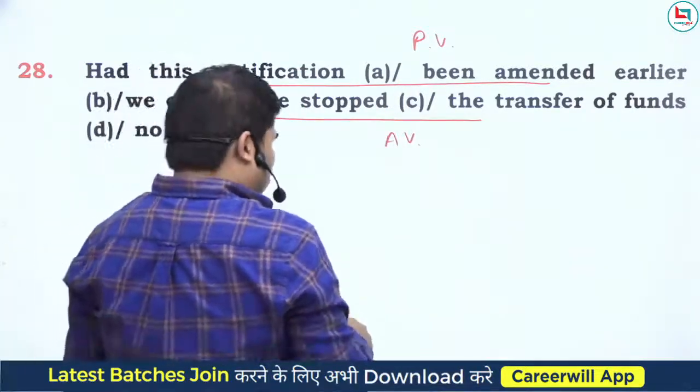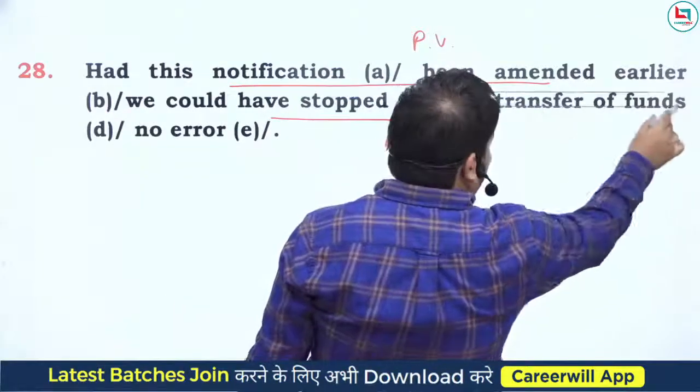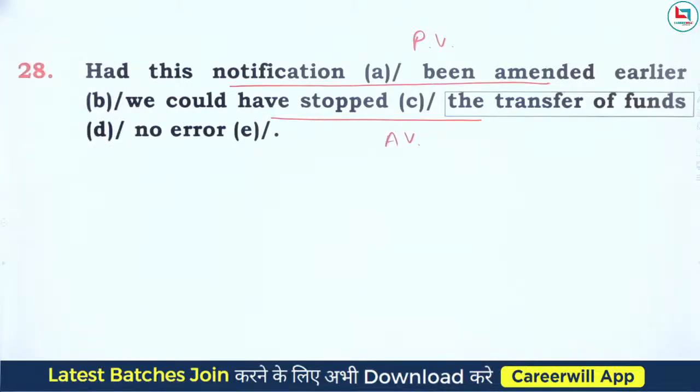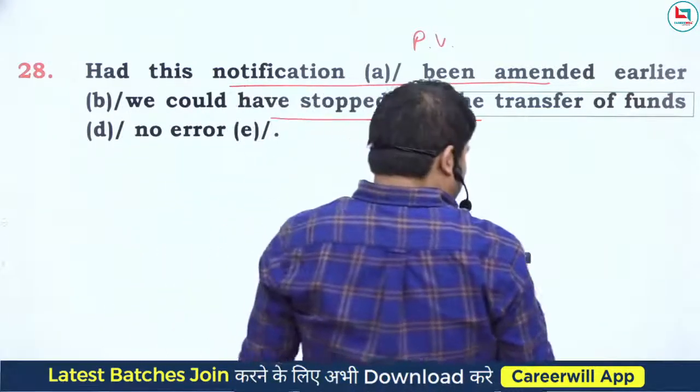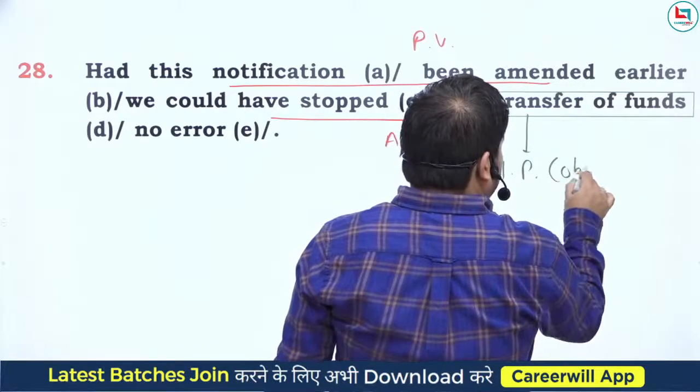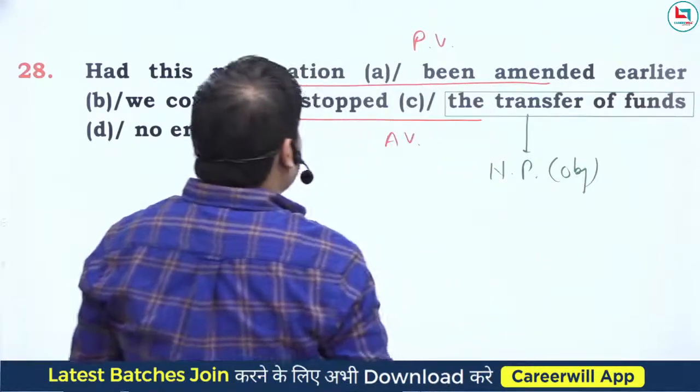If I ask you what is the profile of the transfer of funds, then what will be your answer? What kind of phrase is this? The transfer of funds, what is that? That is a noun phrase. The noun phrase is being used as an object of the verb stop.